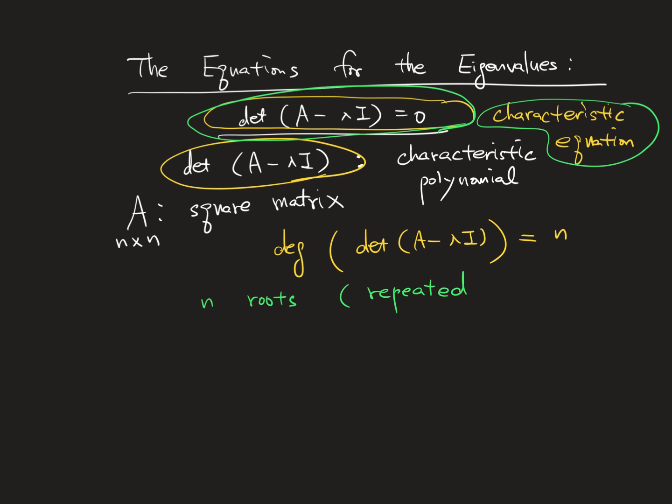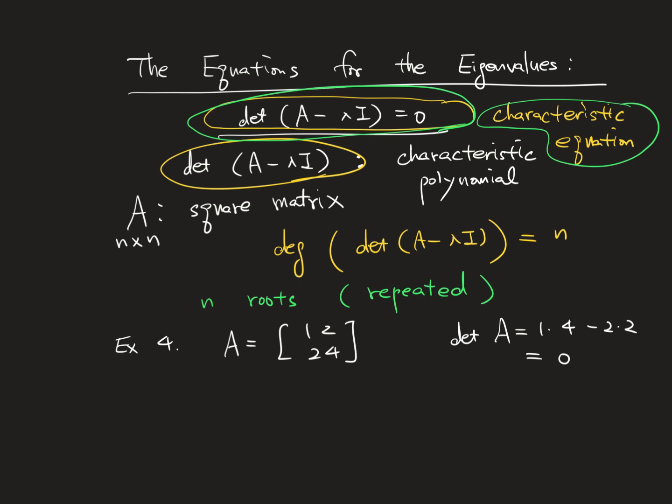So for this repeated case, sometimes we don't have enough eigenvectors. We don't have n eigenvectors. Let's see an example. Example 4. A is equal to 1, 2, 2, 4. We want to find the eigenvalues and eigenvectors. And we know that the determinant of A is 1 times 4 minus 2 times 2. It will be 0. So this is a singular matrix.